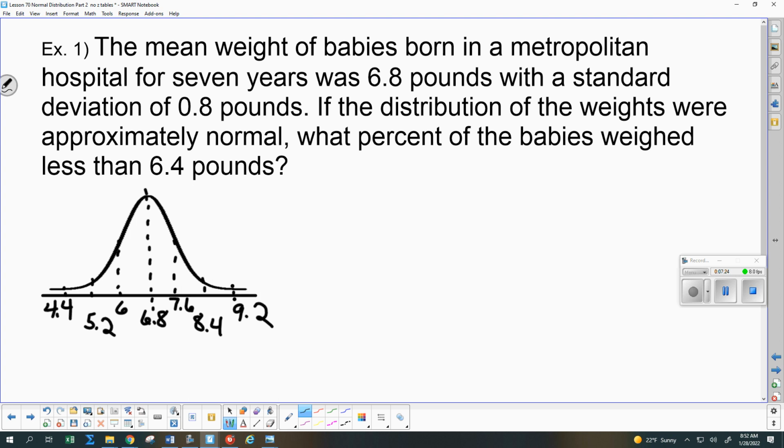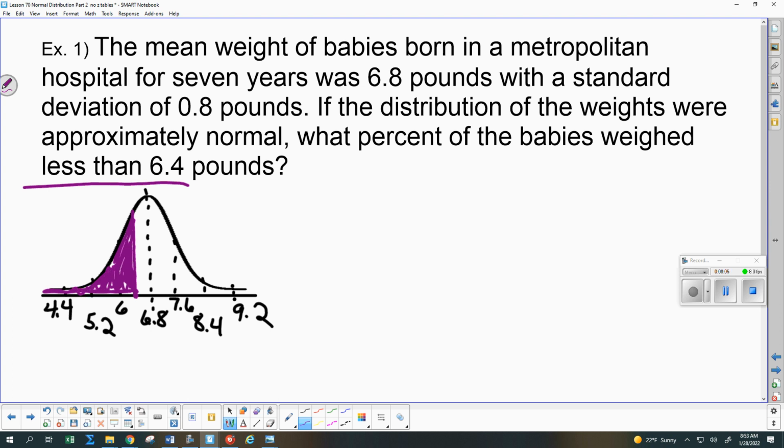And then this problem does not ask us what's the percent between 6 and 7.6 or any of those other numbers that we wrote down. It asks us what percent weighed less than 6.4. So we need to find where 6.4 is on there. It's not one of the numbers we've already labeled. It's between 6 and 6.8. In fact, it's exactly halfway between 6 and 6.8. So we draw a line halfway between those two, and then we shade everything less than 6.4 because that's what the problem asks us to find.